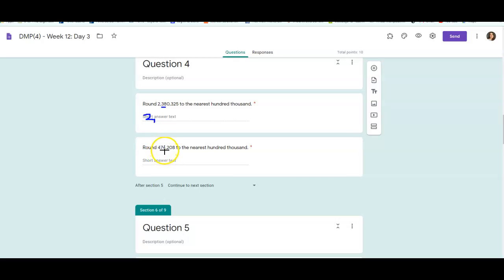Round 474,208 to the nearest 100,000. So find the 100,000 place. Look to the right. Remember, if it's between 0 and 4, it stays. If the number to the right is between 5 and 9, it increases to the next place value.